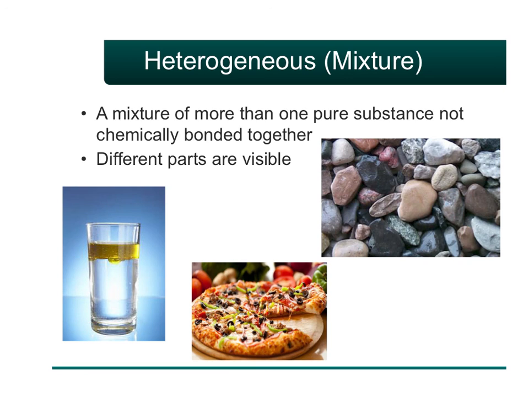Pizza, who doesn't love pizza, is a heterogeneous mixture. It is made out of more than one pure substance, and we can see the different parts. A collection of pebbles near a beach, right? That is also a heterogeneous mixture. They're not chemically bonded together. Each stone is a pure substance, but they're mixed together, and you can see the different ones visibly with the naked eye. And that again is an example of a heterogeneous mixture.